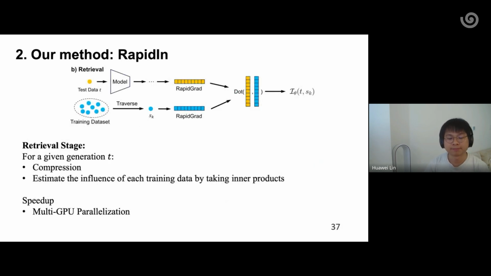After caching the gradient vectors of training data, for a given text generation T, we can conduct the same process to compress the gradient vector. As shown in this figure, we compress the test data T with the same process, and then we can take the inner product with each vector we cached before. This inner product is independent among all the training data samples, so we can also do a multi-GPU parallelization in the retrieval stage. So this is the retrieval stage.